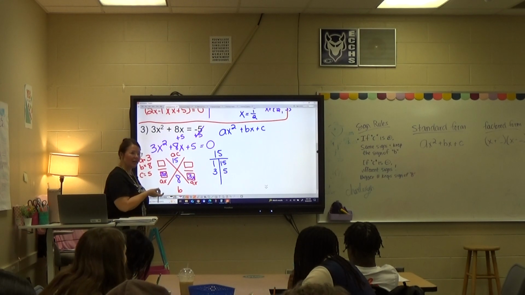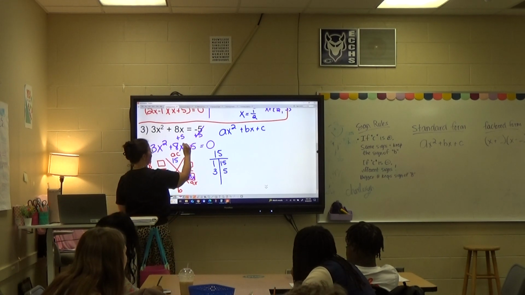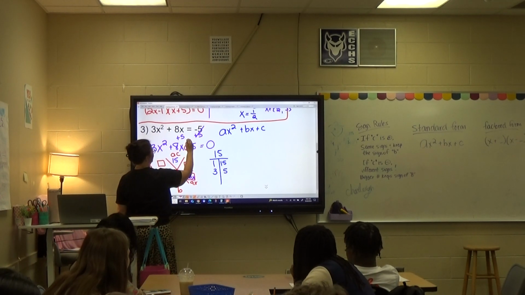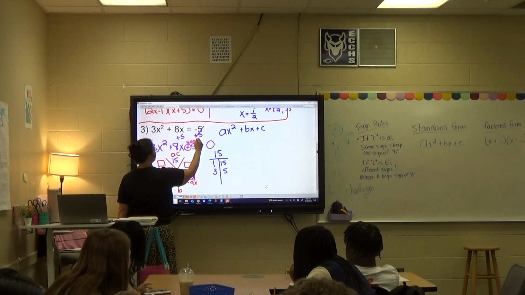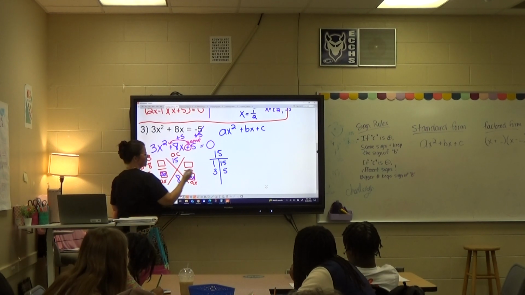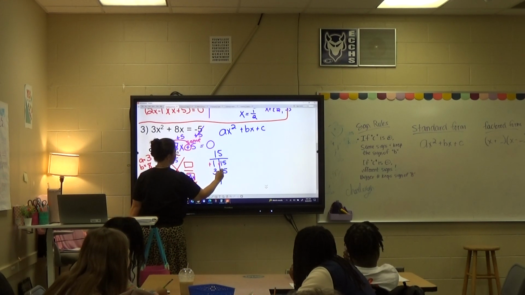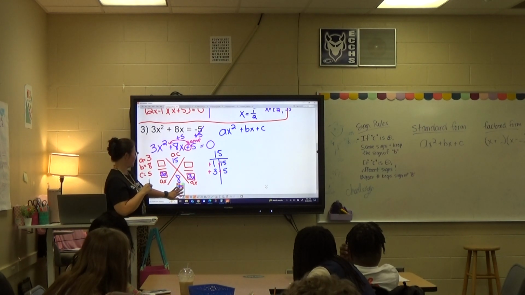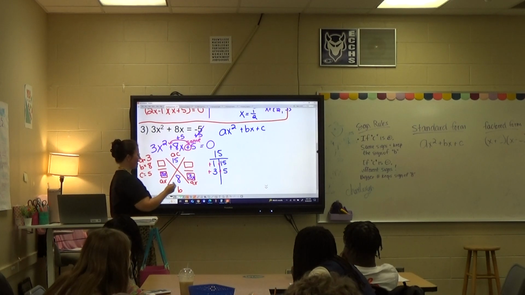Okay, then we're going to check our signs. Okay, this plus in the back. What does that tell me about the signs? The same signs, and they're both going to be what? Positive. Okay, that plus in the back says same sign, keep the sign of B. So these are all positive. Okay, so which set of factors is going to add to give me 8? 3 and 5.